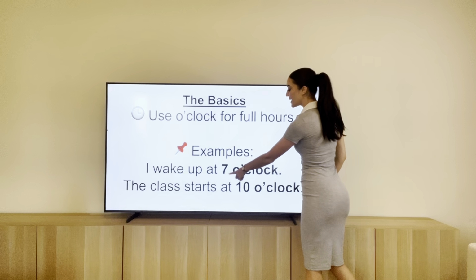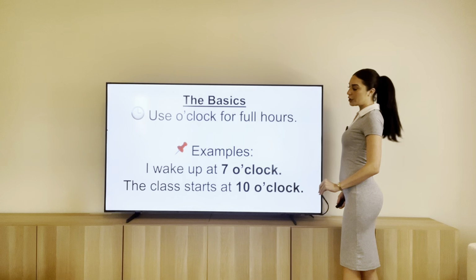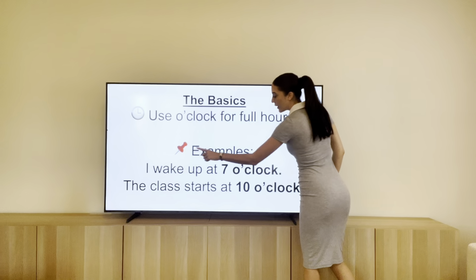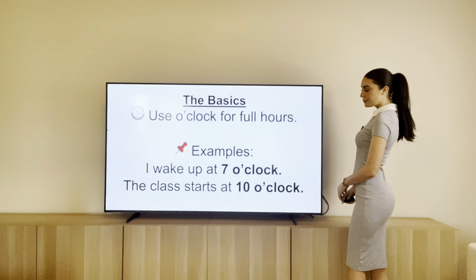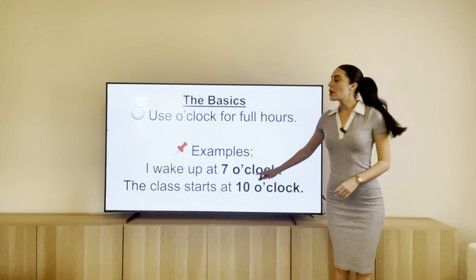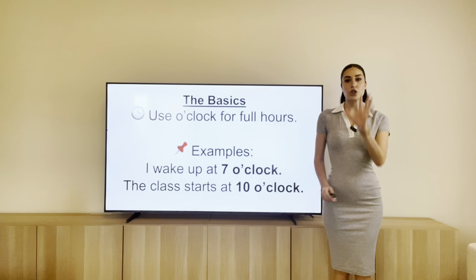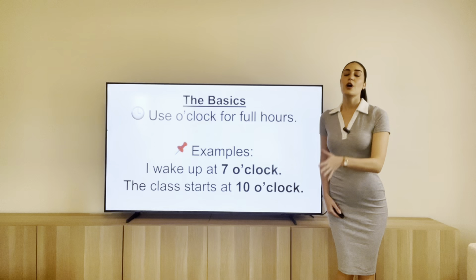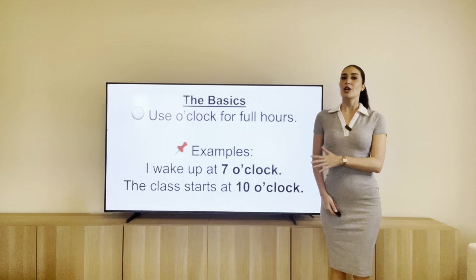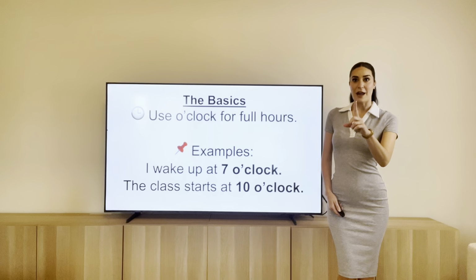Here are some examples. I wake up at 7 o'clock. The class starts at 10 o'clock. So, because there are no minutes, it's just the full hour, we say o'clock. 7 o'clock. 10 o'clock. Write that down.